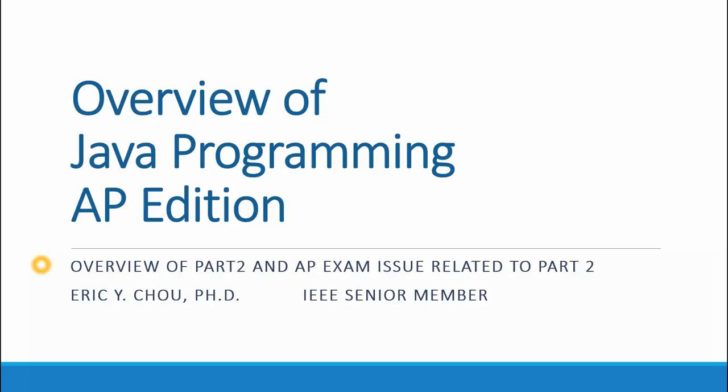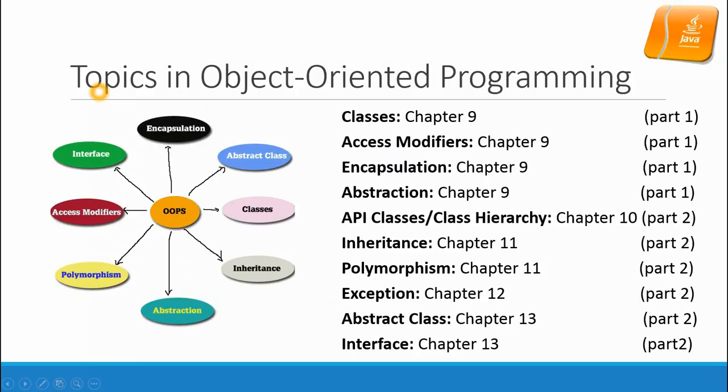Now we will discuss the overview for Part 2 and the AP exam issues related to Part 2. First, let's look at the object-oriented programming topics. Object-oriented programming topics include encapsulation, abstraction, access modifier, class design. These are in Part 1.